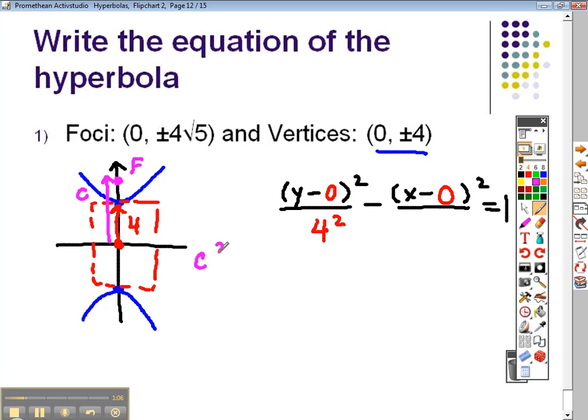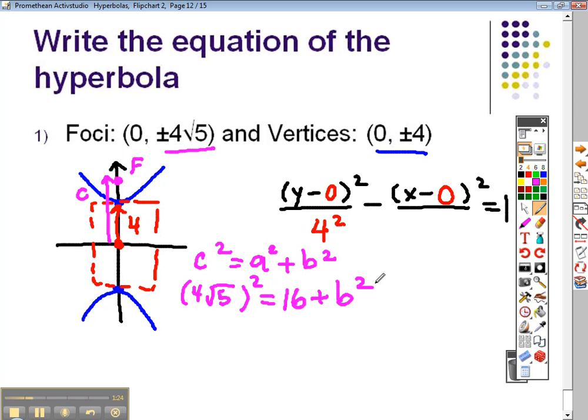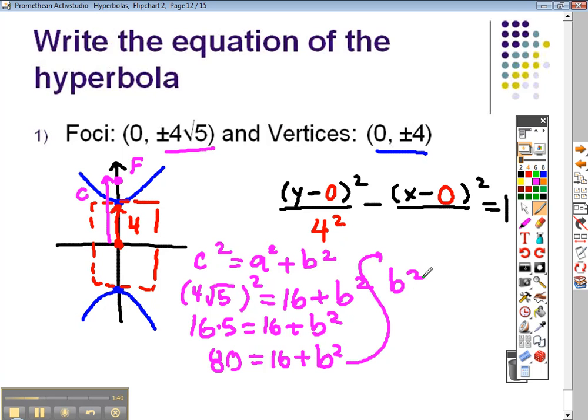So we can use the equation c squared equals a squared plus b squared for the hyperbola. If you notice, this distance c is just 4 rad 5. So we should have (4 rad 5) squared equals, I'll just call this a squared, because it doesn't really matter since we're adding, 16, or 4 squared, plus b squared. When you square this, you square the 4, which is 16, and you square the radical 5, which is 5. So 80 equals 16 plus b squared, and when you solve for it, you get that b squared is equal to 64. So that goes under here as b squared.